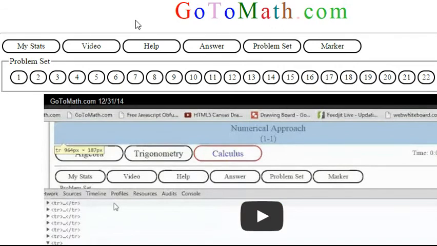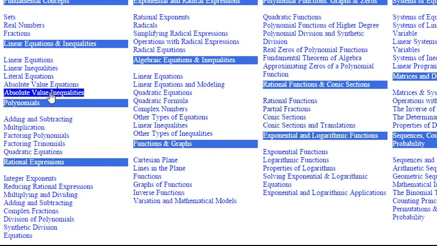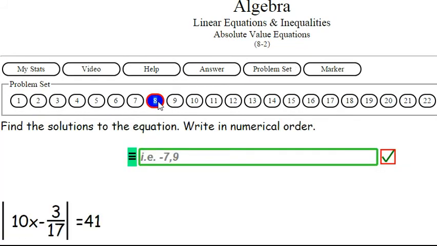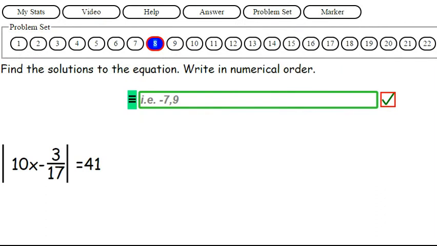Okay, we're over here at GoToMath.com working some algebra. Let's go down to, what are we doing? Absolute value equations. Just forgot what was going on there. 8.2, I believe. That's what we're working on. Find the solutions to the equation, write them in numerical order from smallest to largest.